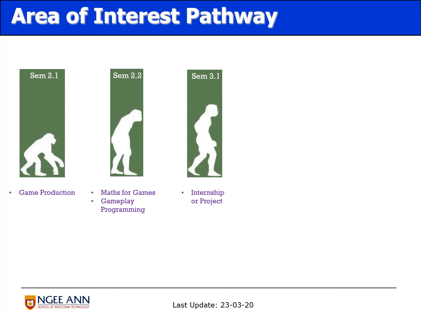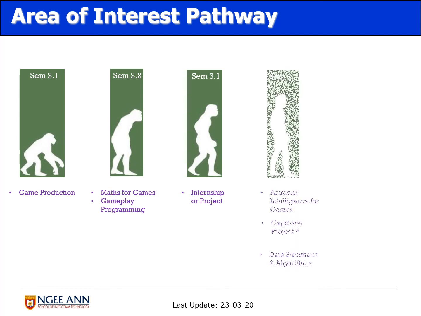For Dip IT, you'll be doing internship or a final year project in semester 3.1. We do have students who have gone out for internships at local game companies, although this is subject to availability. Then in semester 3.2, you can finish off by taking AI for Games, where we discuss commonly used AI techniques such as state machines, pathfinding, and decision trees. In addition, it is also recommended that you take data structures and algorithms, because there's nothing worse than lag in a game that isn't even networked.